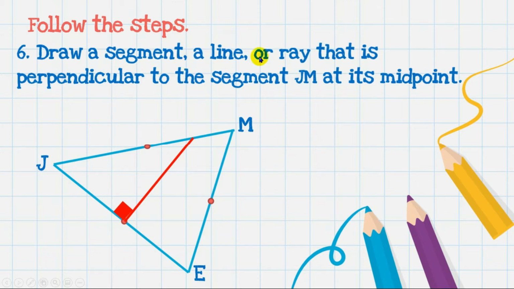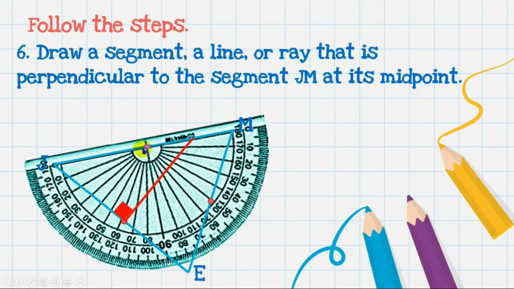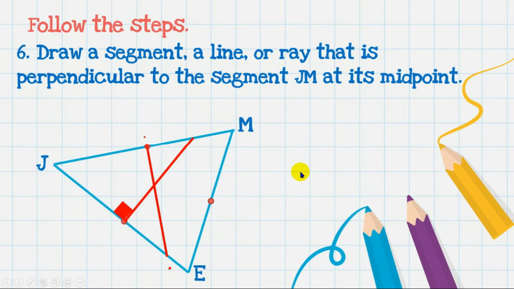So, again, line segment ulit or segment or ray that is perpendicular to the segment JM. So, ito yung ating side JM at its midpoint daw. So, dito ulit natin kukunin yung 90 degrees at magdodraw tayo ng line. So, kunin ulit ang protractor, itapat yung 0 na line dun sa ating side JM, and then yung 90 degrees dun sa midpoint, at huwag kalimutang maglagay ng markings kung nasan yung midpoint na yon. Pag nalagyan na ng markings, pwede nang tanggalin yung protractor and then saka tayo mag-draw noong line segment.